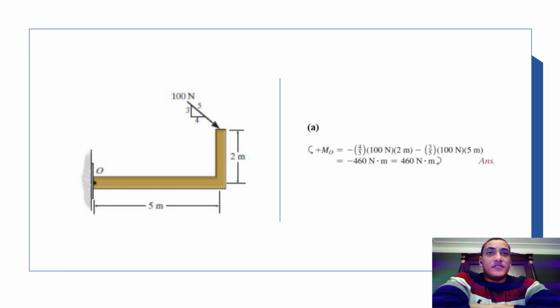The moment at point O is negative 4 over 5, because it's clockwise, multiplied by 100 newtons, which is the force, multiplied by 2, minus 3 over 5, multiplied by 100, multiplied by 5. So the answer is negative 460 Newton meters, or basically 460 Newton meters clockwise.